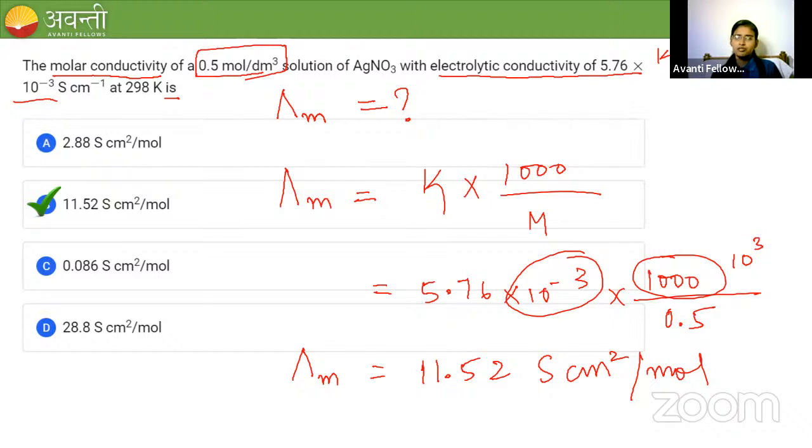Log values. For log 2, log 3 and all, it is very easy, no? For log 2, it is 0.3. For log 3, it is 0.4. For log 5, it is 0.6 something. So these very common values you should know. If bigger numbers are there, then they will give the log values in the question itself. For numbers greater than 10, they will give them. Mostly you will not get questions like that, and if you do, you will be provided with the log values.